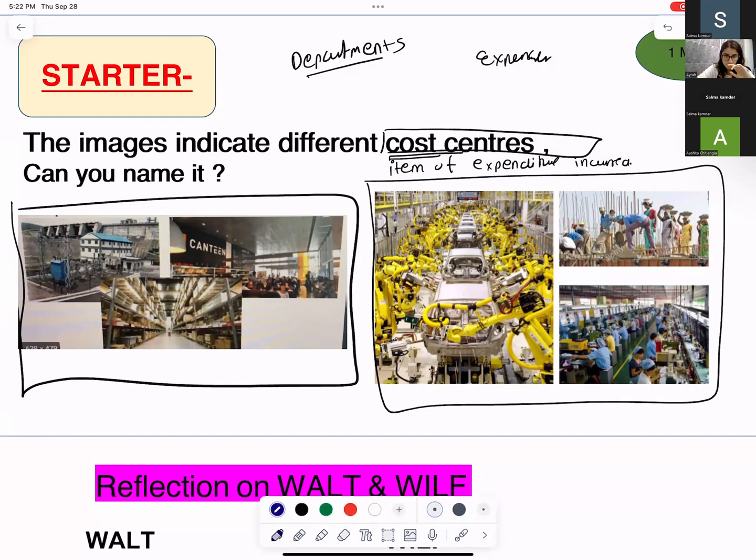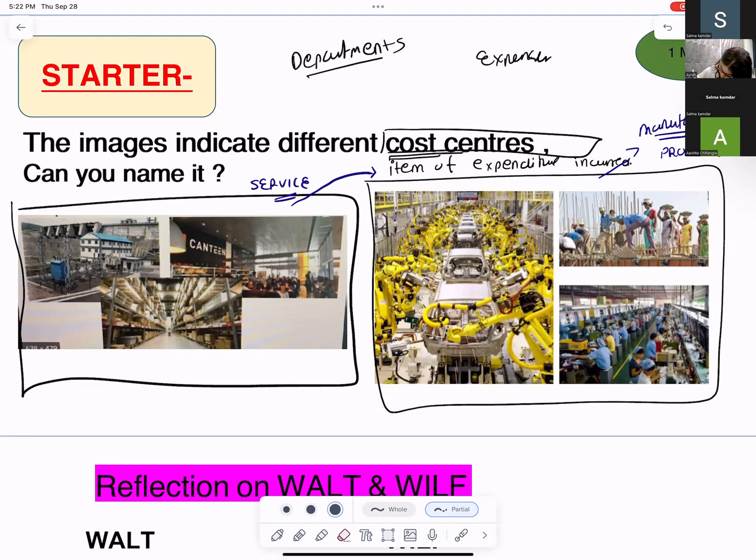Can I say this is a place where the goods are being manufactured? So can I say this could be the production cost center? The place where your goods are being directly manufactured? Production cost center? And can I say this is a service cost center where these people help the production cost center to do their work? Yeah.